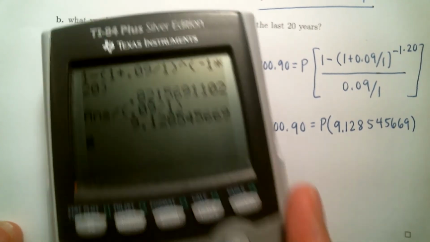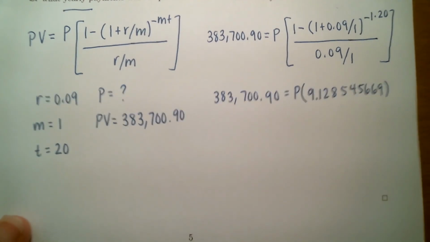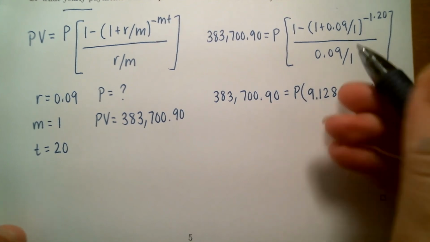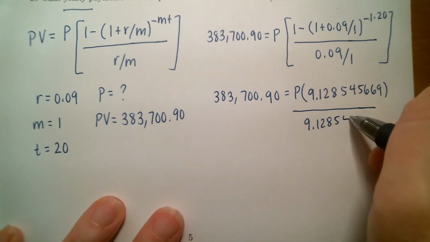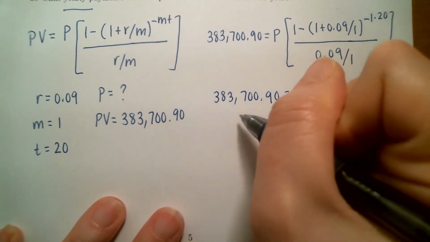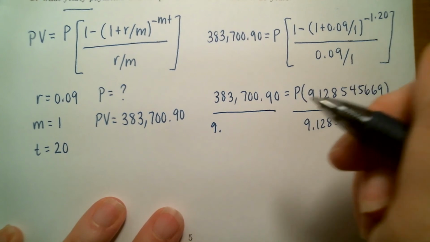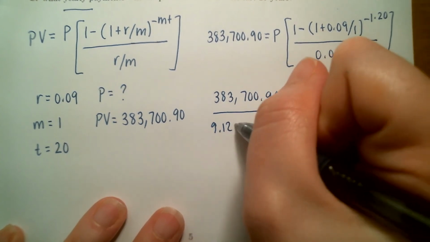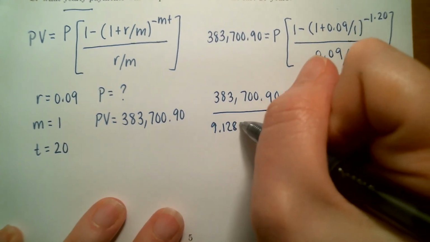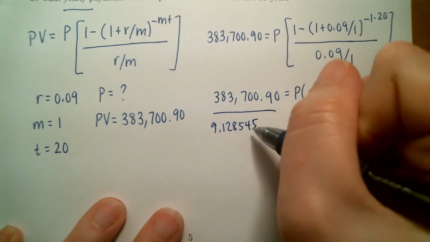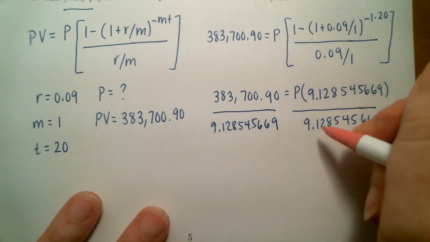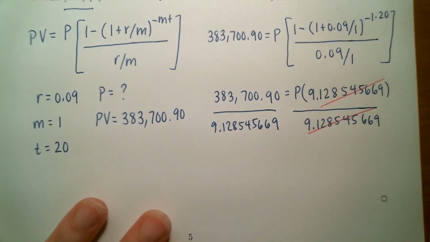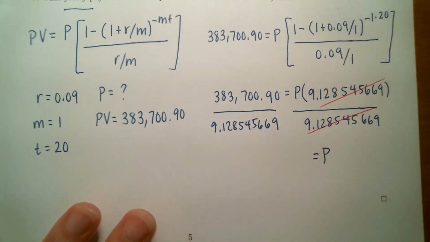Now if you want to isolate P, since you're multiplying P by this quantity, you just need to divide it off. Whatever you do to one side, you have to do to the other. That will give us our P value. This will cancel on this side and leave you with P. So let's go do it.